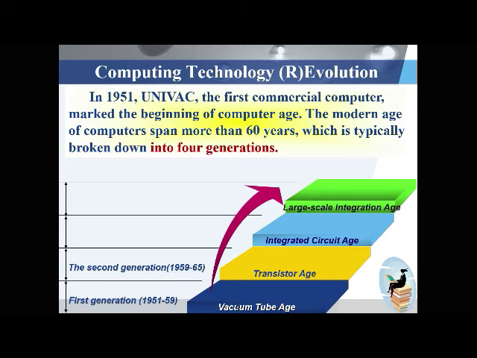The second generation is called the transistor age, so you use transistors to build the CPU. The next generation is called the integrated circuit age. You still use transistors, but we have integrated circuit technology. We can make the transistors smaller, and we can deploy the transistors in the integrated circuit.